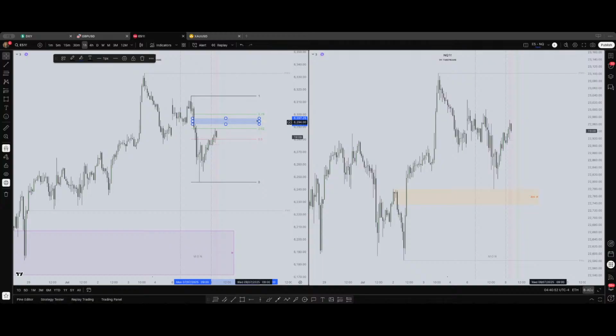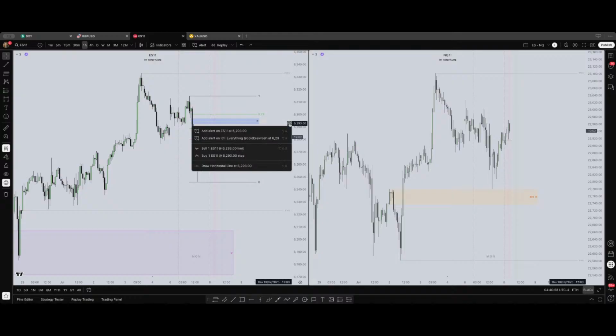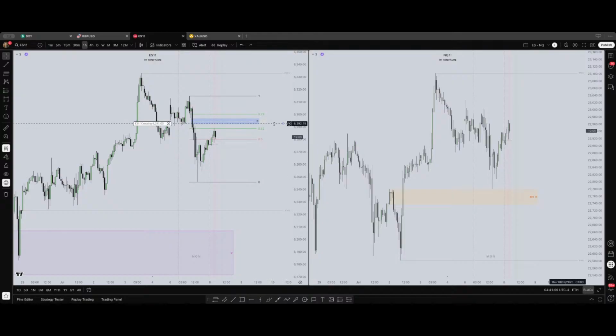This is a 1 hour hourly fair value gap. So normally what I will do is just put an alarm in this area, maybe in the beginning, and see how price reacts here. Also we have a breaker, so that would be a nice entry here.